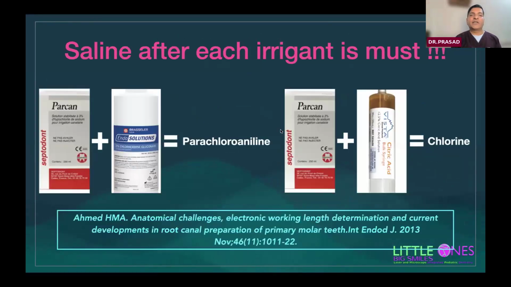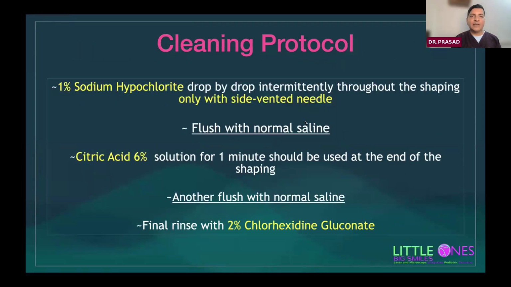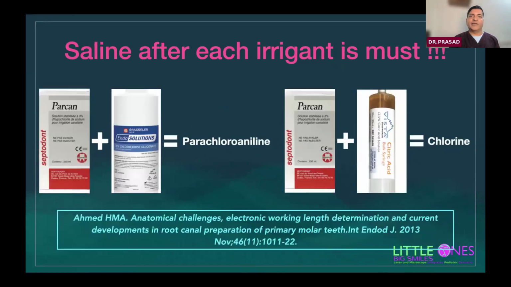Then after that, you use normal saline to flush out the sodium hypochlorite which is there inside. Then you can remove the smear layer by using 6% citric acid solution. Leave it in the canal for about 1 minute, and then again flush it nicely with normal saline. Then at the end, the final rinse before obturation is done with 2% chlorhexidine gluconate. This is used for substantivity, and that will give you a substantial long-term antibacterial effect in the canal.